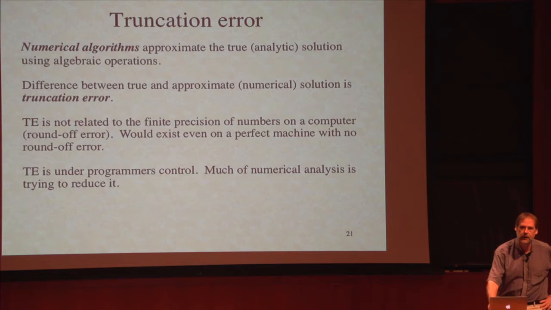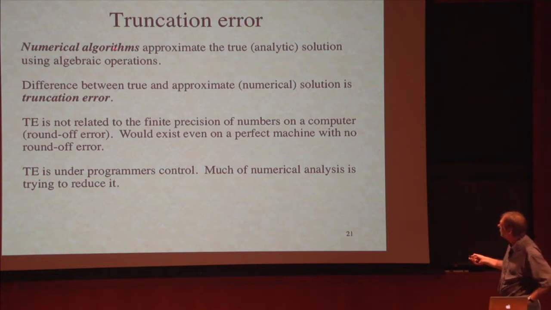So this is a very important fact that underlies the utility of computers in doing computational science. So that's one source of error. The other I've already mentioned is called truncation error. And that is completely different. We are using numerical algorithms which approximate the true analytic solution.